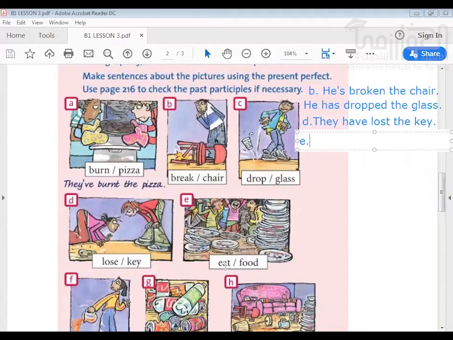We have, what do we have here? Eat, and then food. So, and there are many people. So they have, then you add the verb 3. They have, and then eating the food.